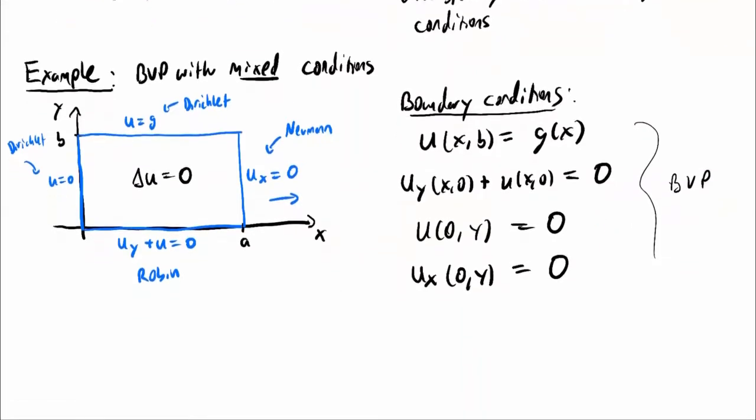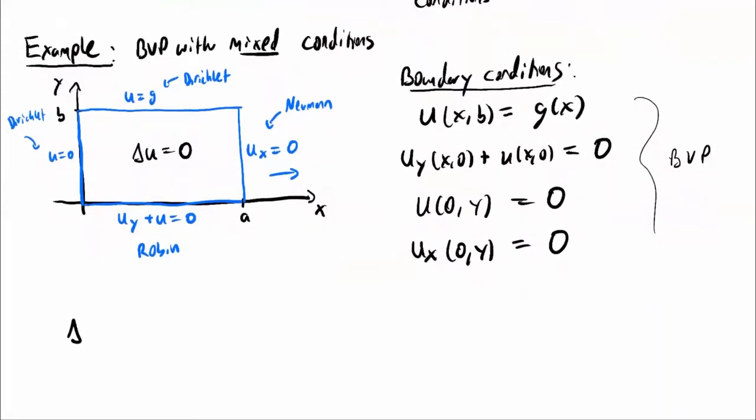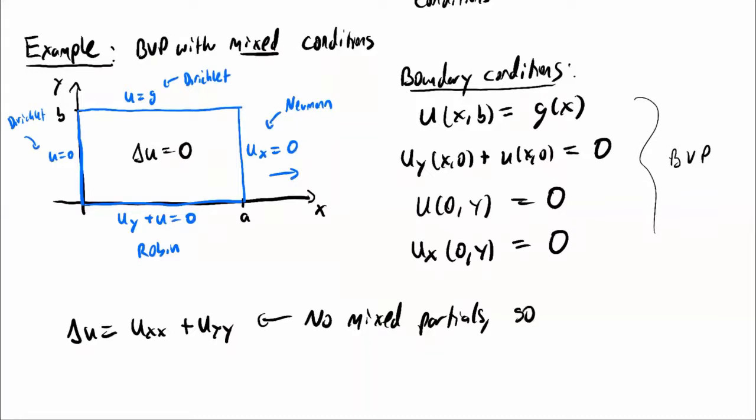Okay, well, let's look at the PDE we're trying to solve. The Laplacian of u is given by u_xx plus u_yy. So notice that there are no mixed partials. So we expect, as we've seen in lots of examples, that if there are no mixed partial derivatives, we should be able to get somewhere using separation of variables. And so this is what we're going to do.